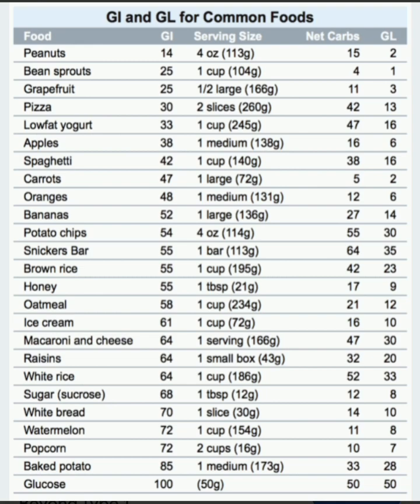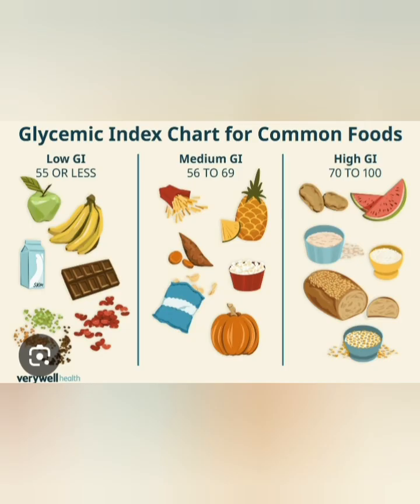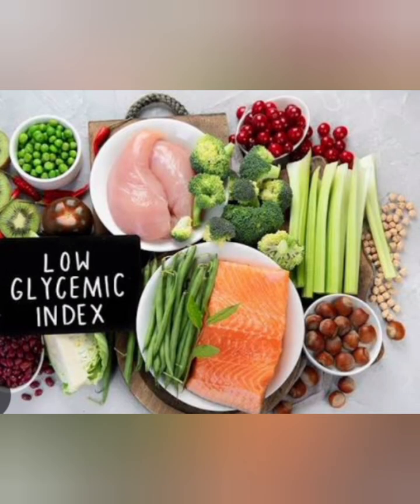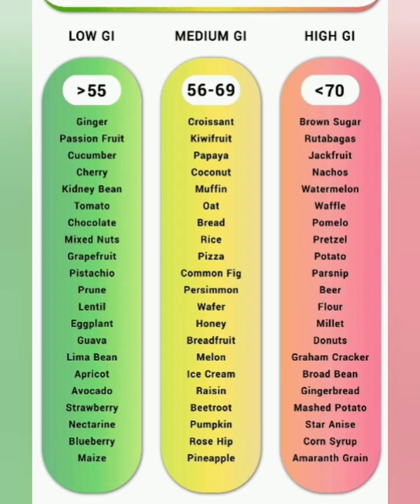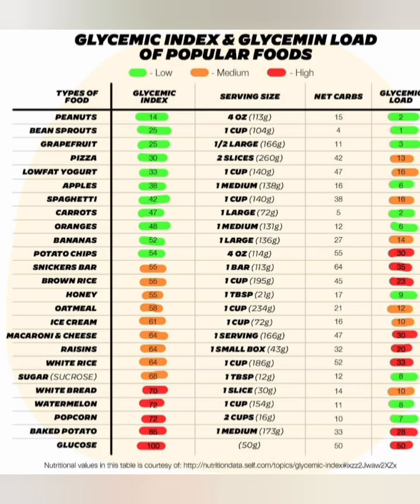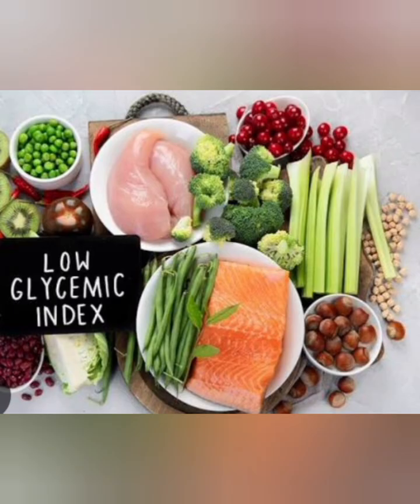Example: watermelon has a high GI but a low GL, whereas white bread has a high GI and a high GL due to its high carbohydrate content. Watermelon has a low glycemic load due to its low carbohydrate content.